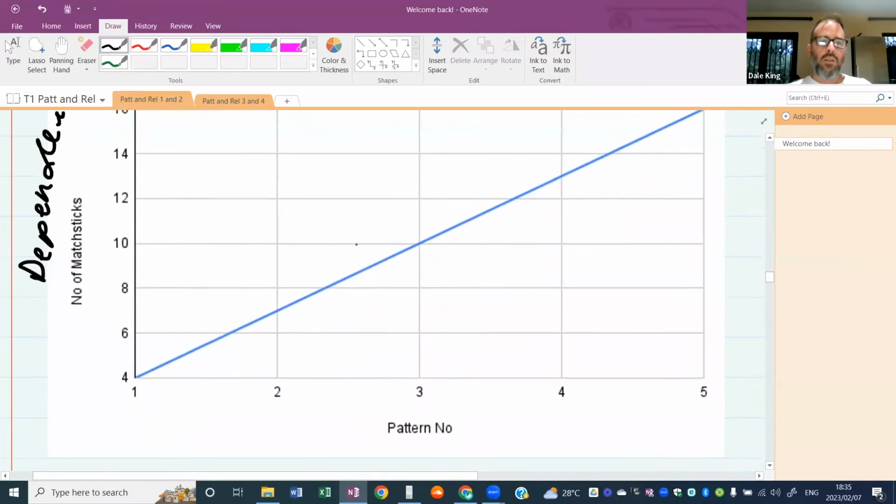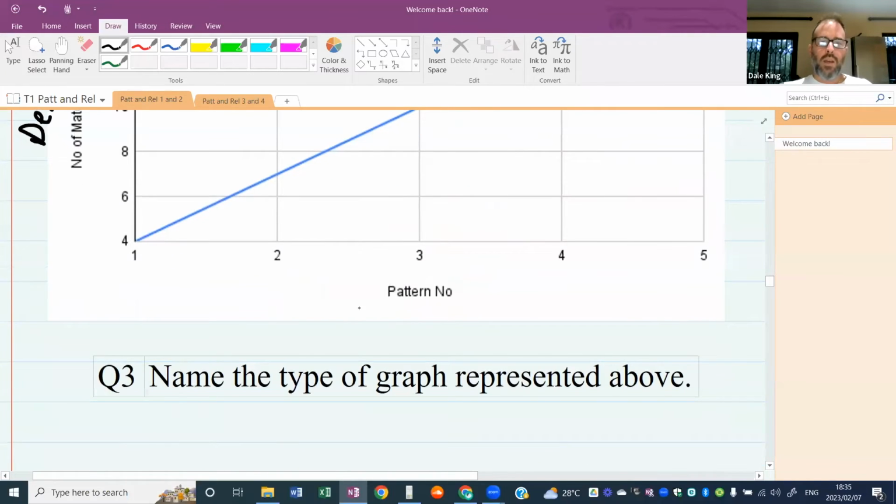All right, so the dependent is on the y-axis and the independent is on the x-axis. So the pattern number doesn't care how many matchsticks you have, but the number of matchsticks, you can only find that if you tell me the pattern number. Otherwise, I can't find it for you. All right. So that's how we work out the dependent and the independent.